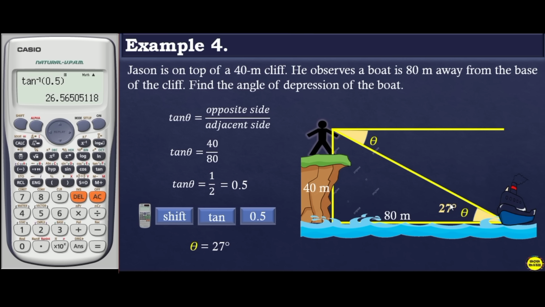So, kapag nakuha mo to, since alternate interior po siya doon, and alternate interior angles are always congruent, ibig sabihin, this angle, which is the angle of depression, yun po yung unknown, yun yung pinapahanap sa atin, this is also 27 degrees. Okay?